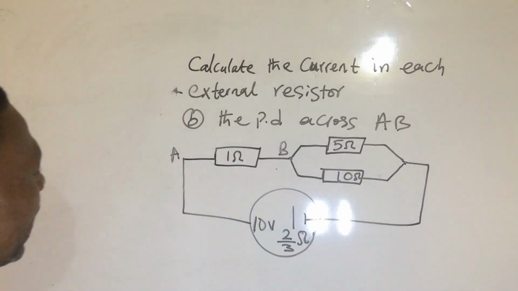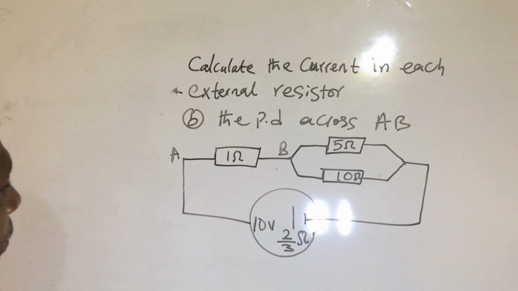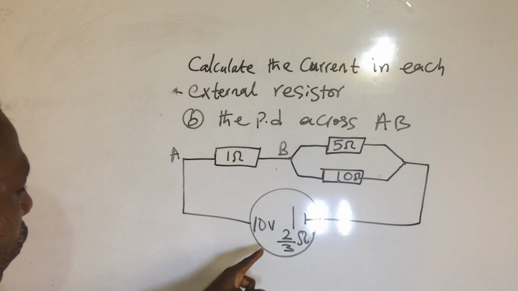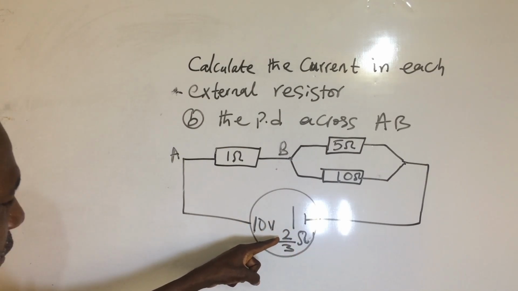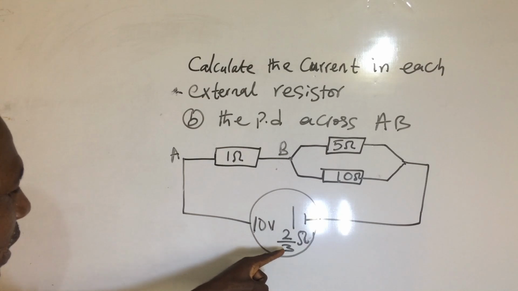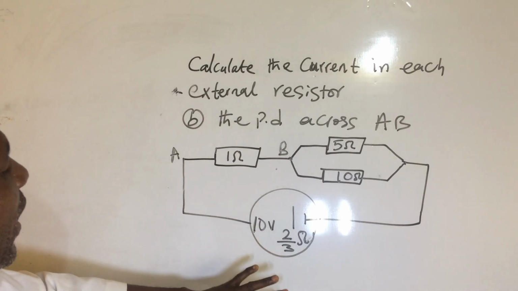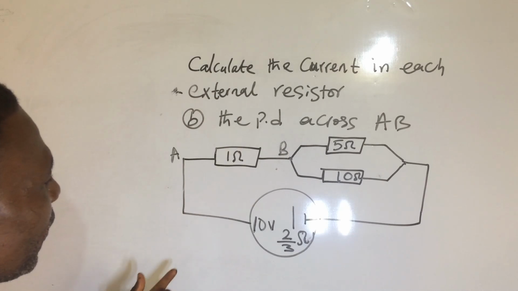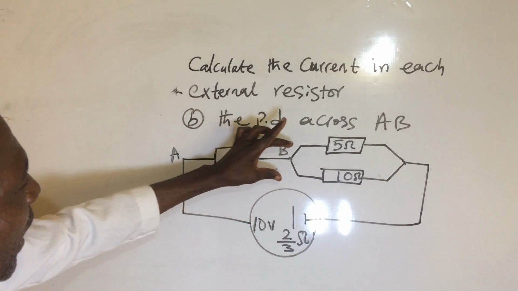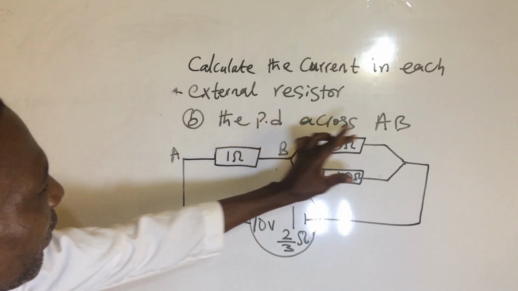The external resistors here are this one, this, and this, right? Then from the circuit, we have a voltage of 10 volts from the battery. Then we have a resistor in the battery, which is 2/3 ohms. Now let's start calculating. Before we find the total resistance of the whole circuit, we will find it one after the other. First of all, we'll find the total resistance of these resistors connected in parallel.